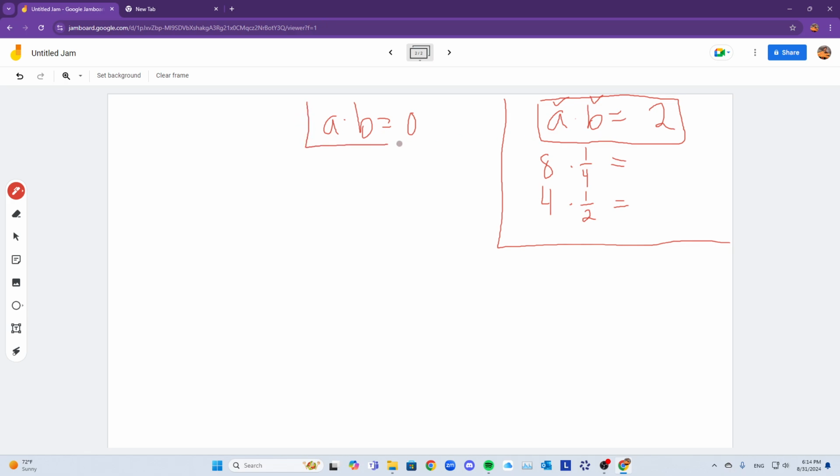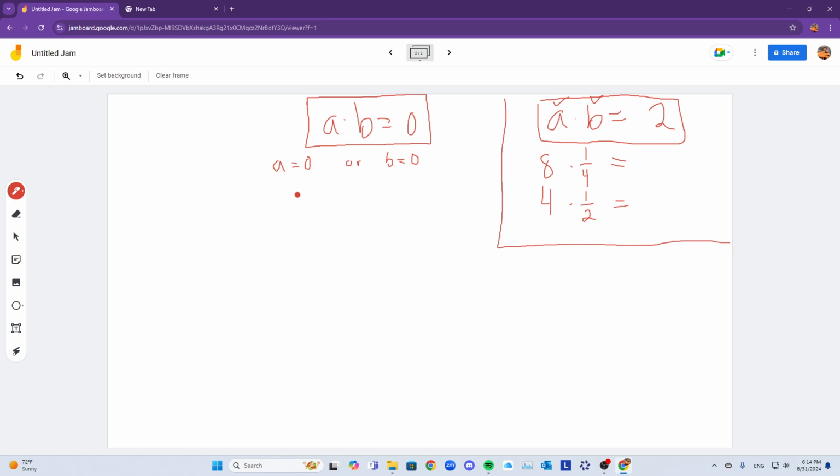However, this statement has only one truth. The truth is, either A equals 0 or B equals 0. Okay, that's a big concept. That's a big concept that we need to master. Either A is 0 or B is 0.